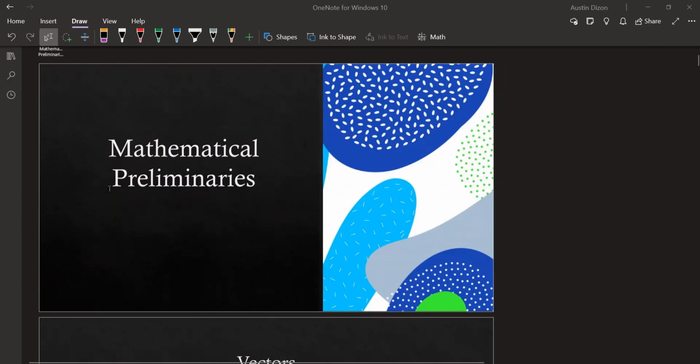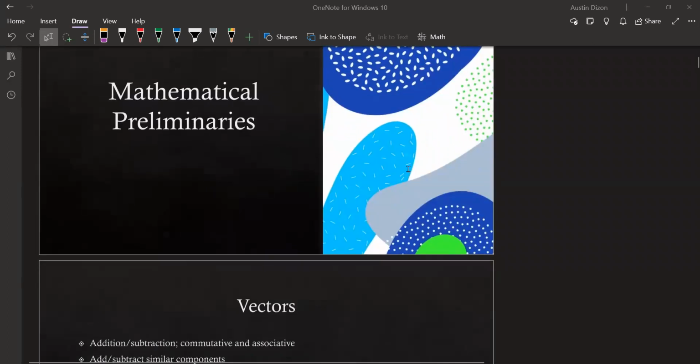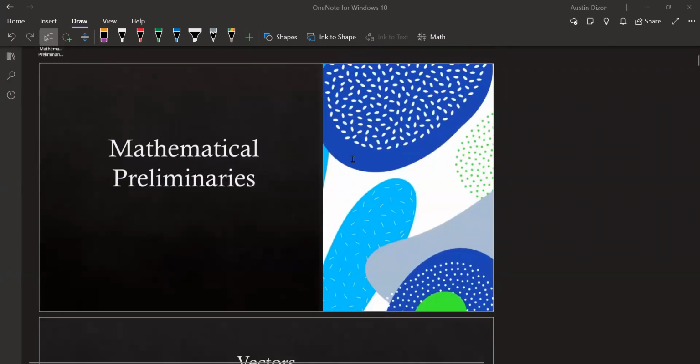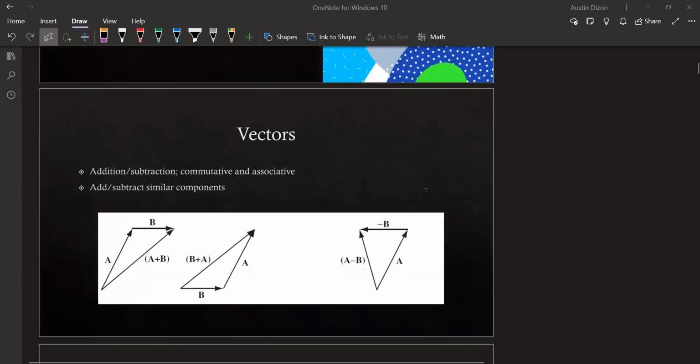Ang gagawin natin today is mathematical preliminaries, and then ito ay review ng mga maths nyo before, and then mag-introduce ako ng dalawang bagay, which is the del operator and Dirac delta functions. Okay, so vectors. Balik tayo sa vectors.